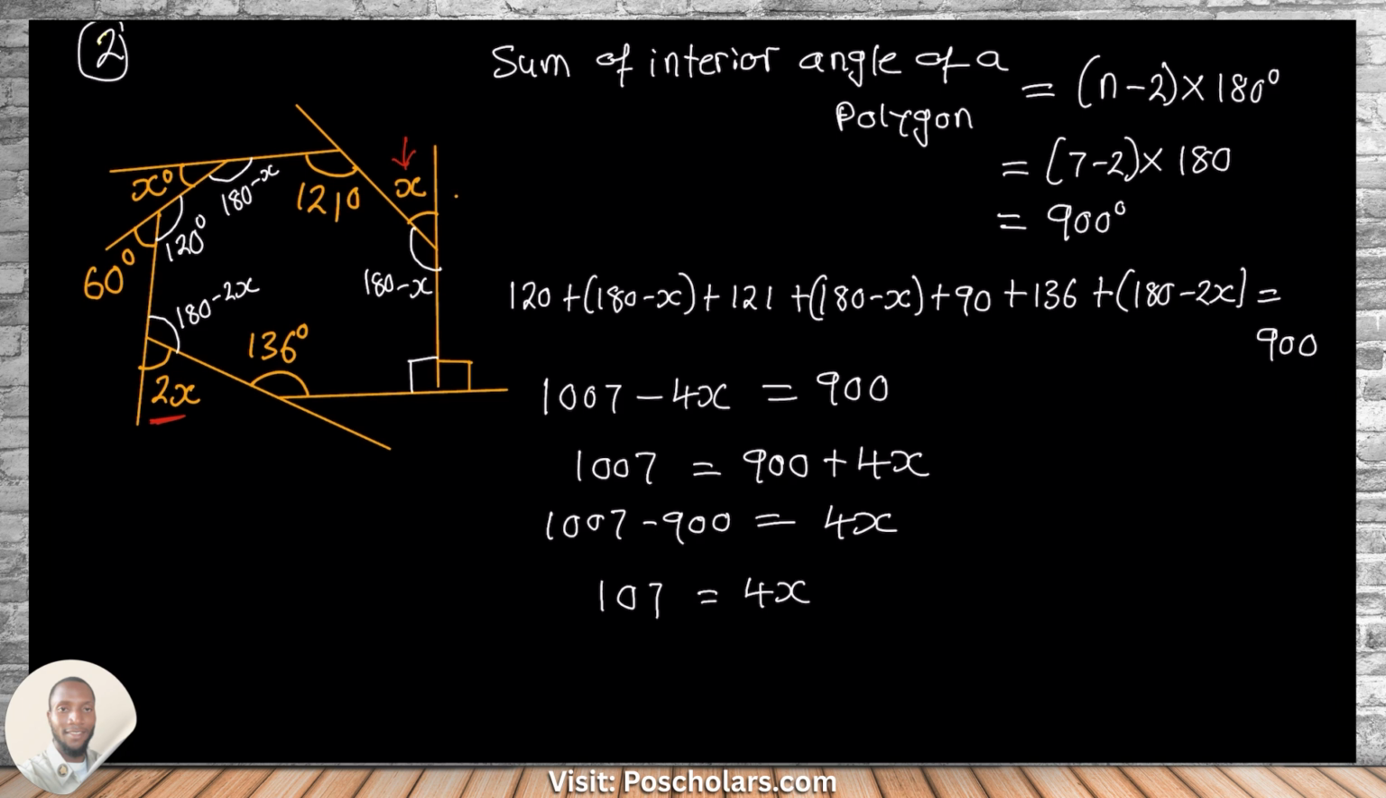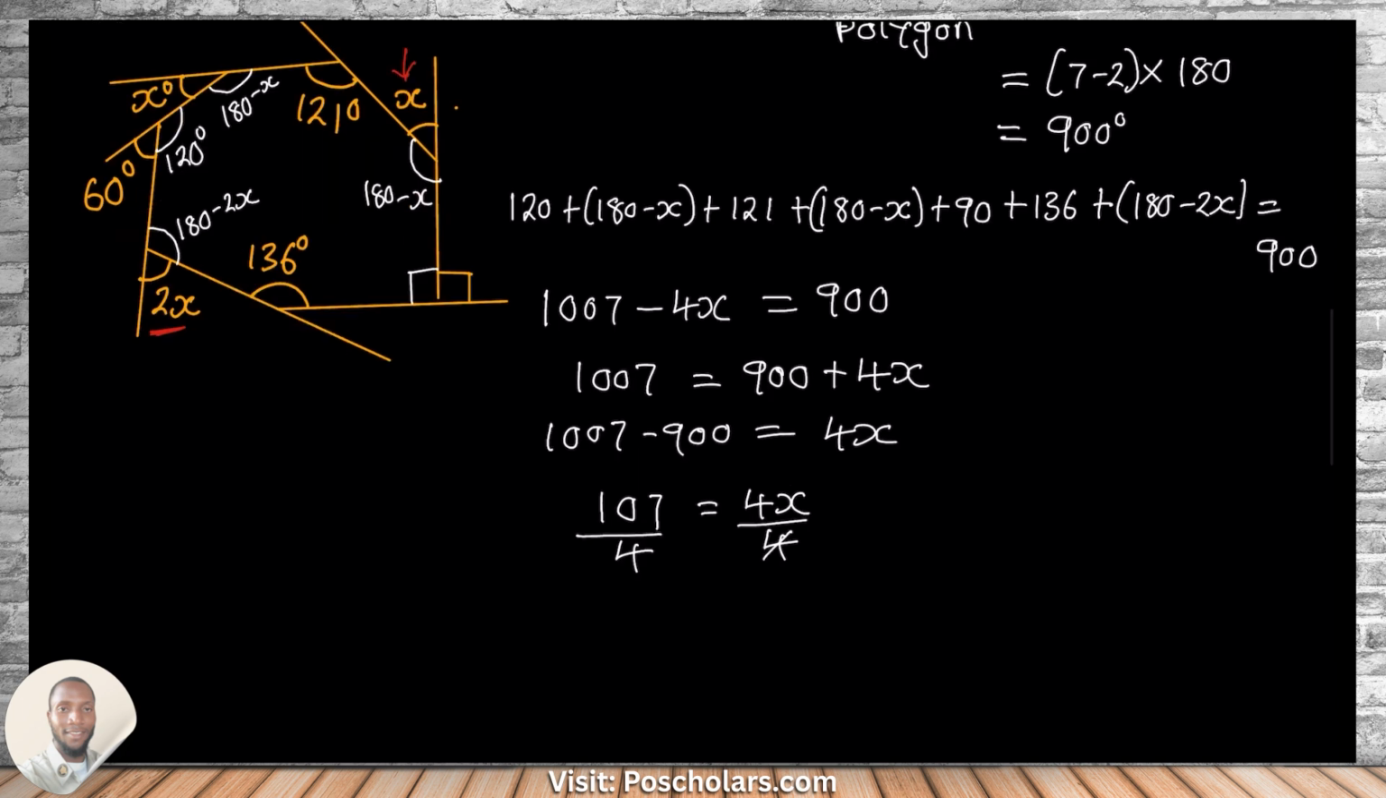Now I divide both sides by 4, so 4 cancels 4. Then I have that x is equal to 107 divided by 4, which gives 26.75. You can confirm with your calculator, 26.75 degree. Now we have gotten the value of x, right?